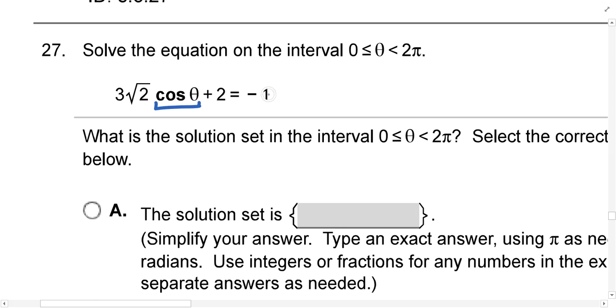I'll subtract 2 from both sides and then divide by 3 times the square root of 2. So cosine theta is equal to, well, -1 minus 2 is -3. -3 divided by 3 root 2. Well, that can be simplified.